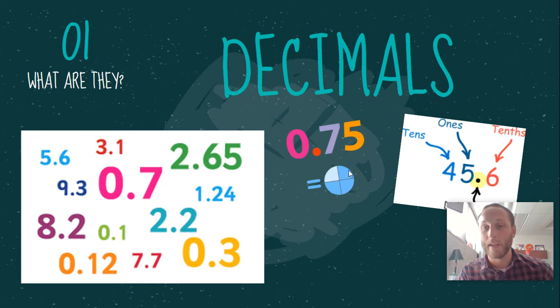So as you can see here, if I have 75 hundredths of a pizza shaded in, that means I have 3 out of 4 pieces shaded in, because that's equal to 75 hundredths. We're going to get into that a little bit more in chapter 2.